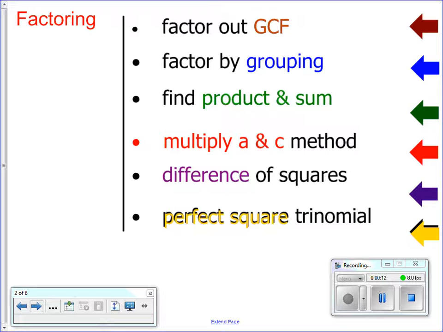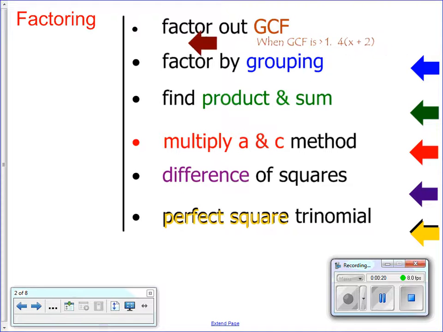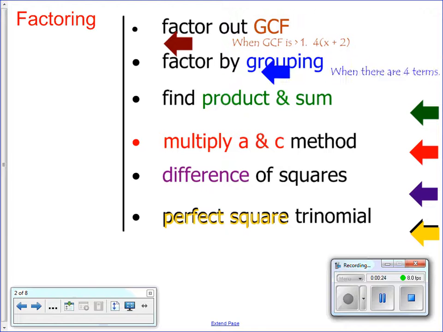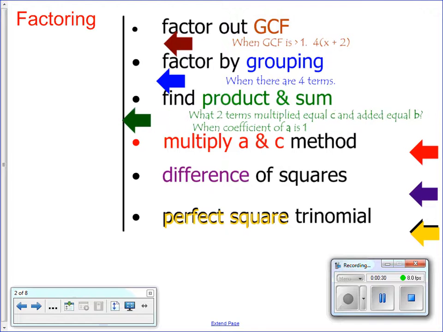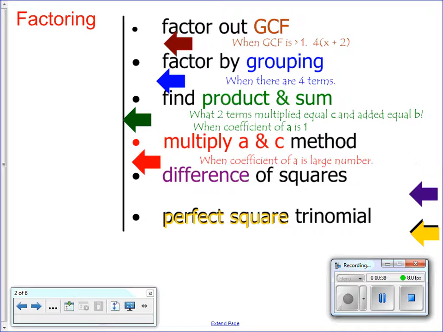So factoring, we know we have tons of choices for factoring. You can factor out the GCF. When the GCF is greater than 1, you can factor by grouping, of course, that's when there are 4 terms. You can factor using product sum, what 2 terms multiplied together equal C and add together equal B. We usually use this when our coefficient A is 1. You can do math, multiply A and C, when our coefficient A is a large number.